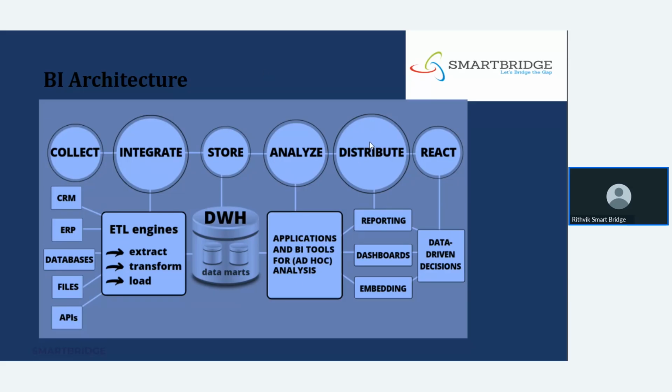And distribute: reporting, dashboarding, and embedding. What do we mean by reporting? We are going to create visualizations, reports, and dashboards. We are combining all these graphs into one single place, then it is called a dashboard. Simple. Dashboard means we are drawing multiple visualizations and we want to deploy them in a single page. That is what a dashboard is.